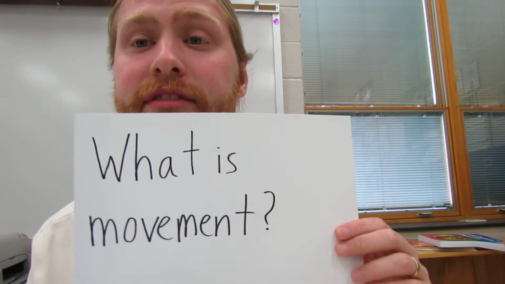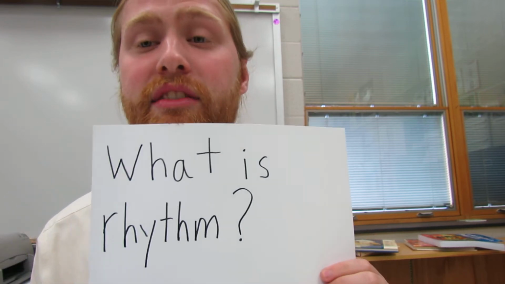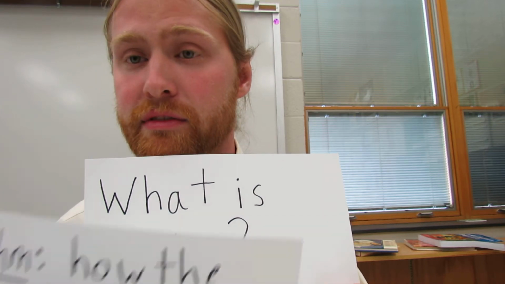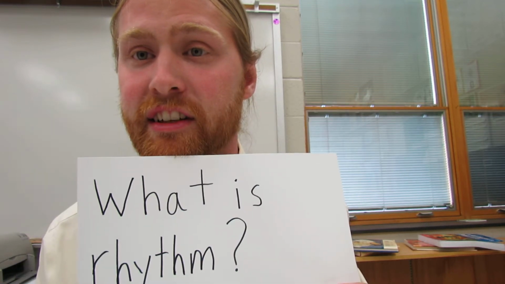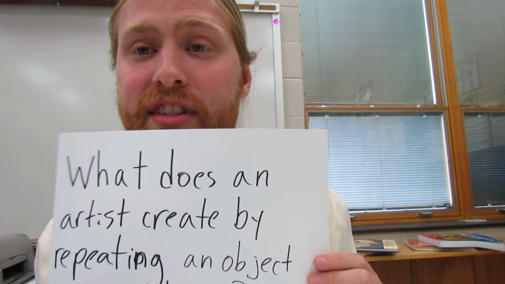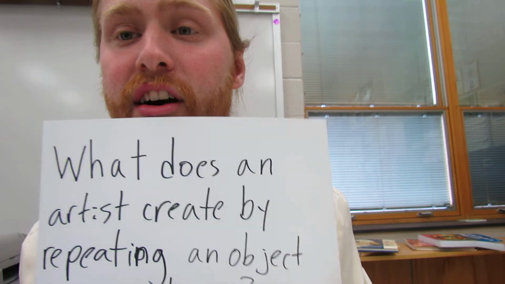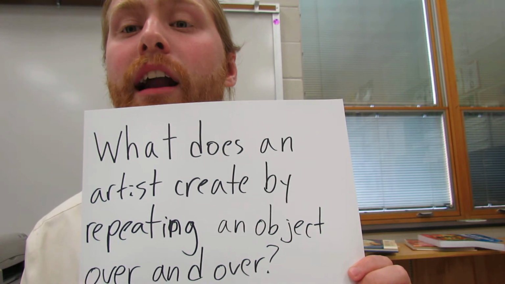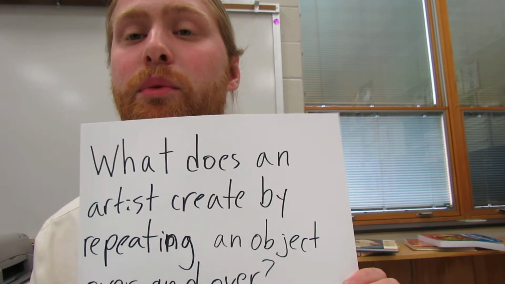Now, 6th and 7th graders, you're going to answer the questions. Number your page 1, 2, 3. First question: what is movement? Tell me the definition. Second question: what is rhythm? Remember, we talked about that. You got that definition. And third question: what does the artist create by repeating an object over and over?